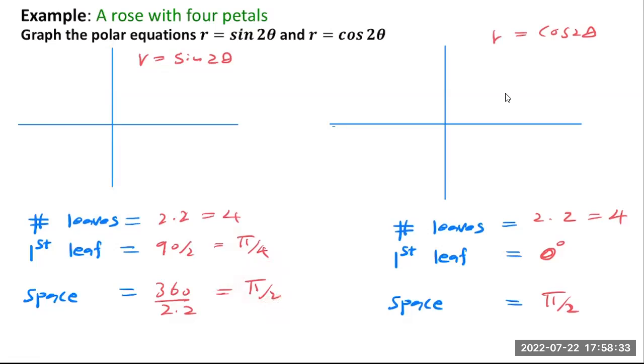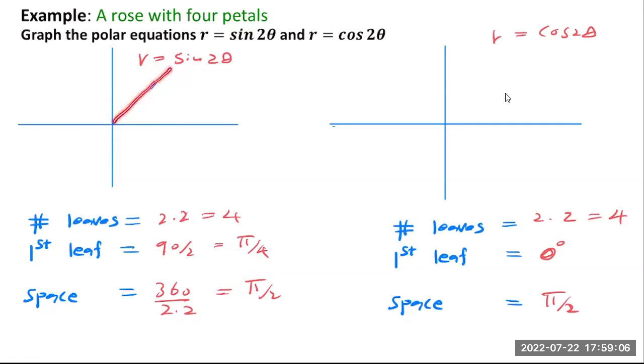Okay, so let me draw the first leaf. Let's deal with the sine case first. This is where you have the first leaf, because first leaf is at pi over 4. This angle is pi over 4. This is where you have the first leaf, and then the space between two leaves is pi over 4. So every pi over 4 you have a leaf.